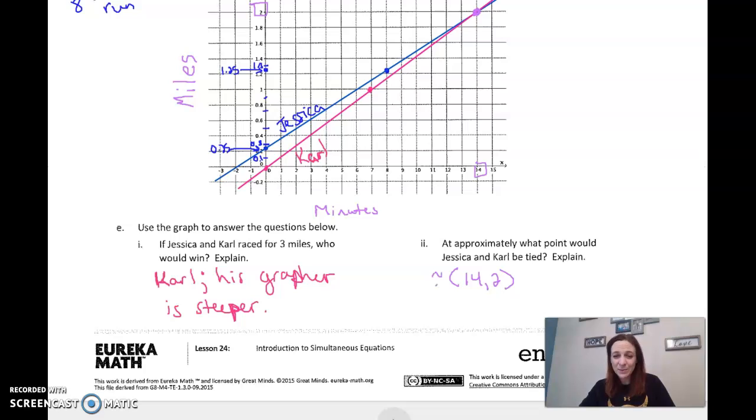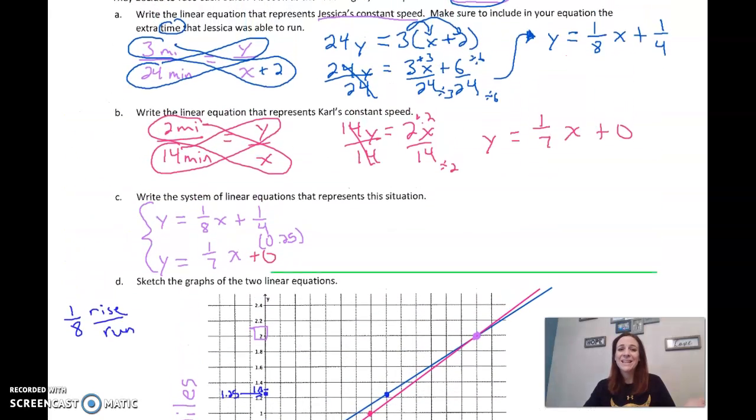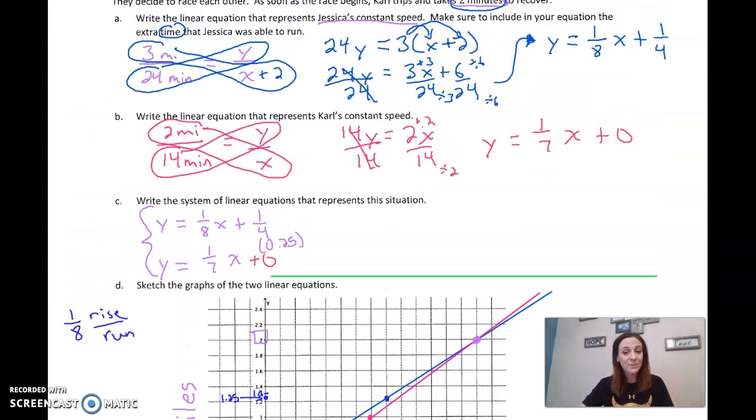14:2 approximately, because originally mine looked more like 12 point something. Approximately the 14:2. What does that represent? 14 minutes. And that would be 2 miles. Okay. All right. So the big thing to remember here is just be careful in your graph. Use a straight edge. Take into account, remember, if someone's getting extra time to run, you have to add that in when you're setting up their equation.